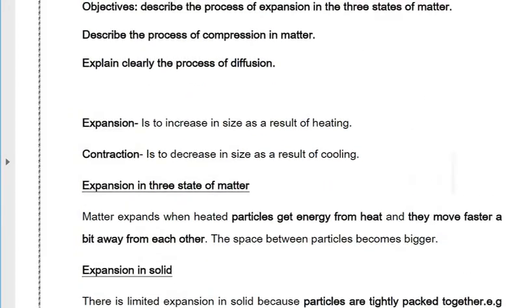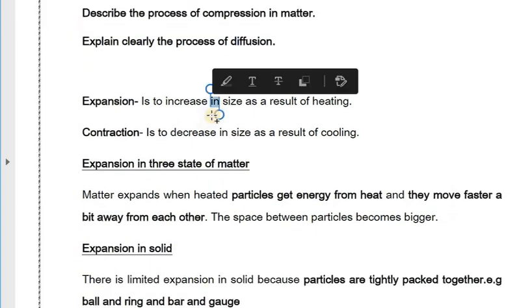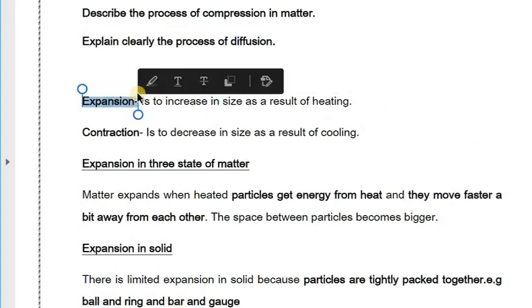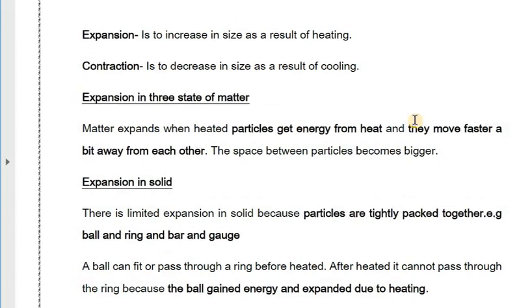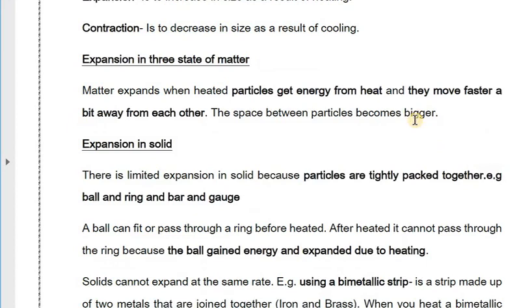Okay, so we know the definition of the term expansion and the definition of the term contraction: expansion is to increase in size as a result of heating, and contraction is to decrease in size as a result of cooling. This is in relation to states of matter and to materials that we are used to seeing. When a metal is heated, it's going to start expanding, but when it's cooled down, it's going to contract, right? To expand is to get bigger. To contract is effectively to get smaller.